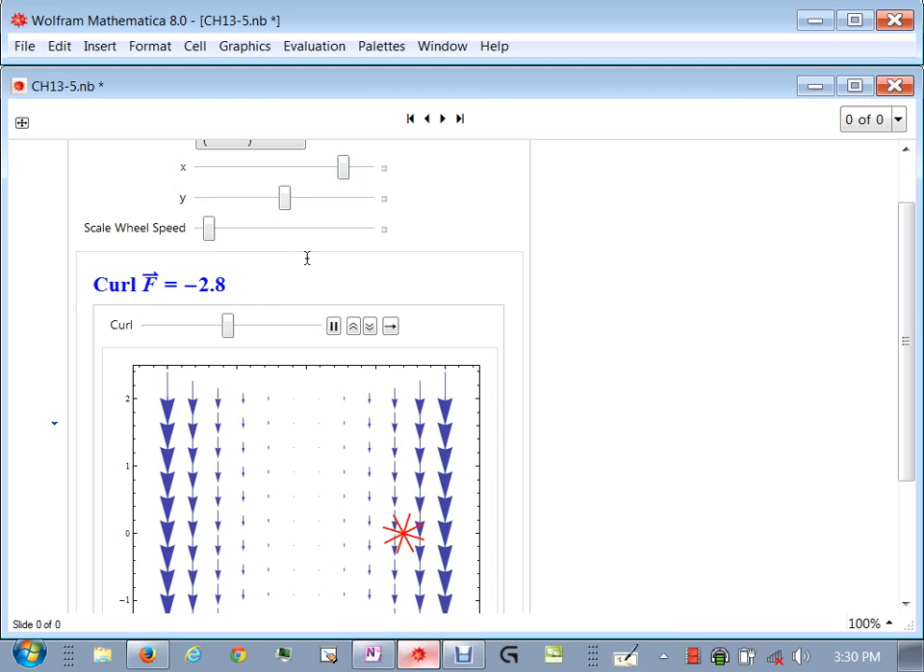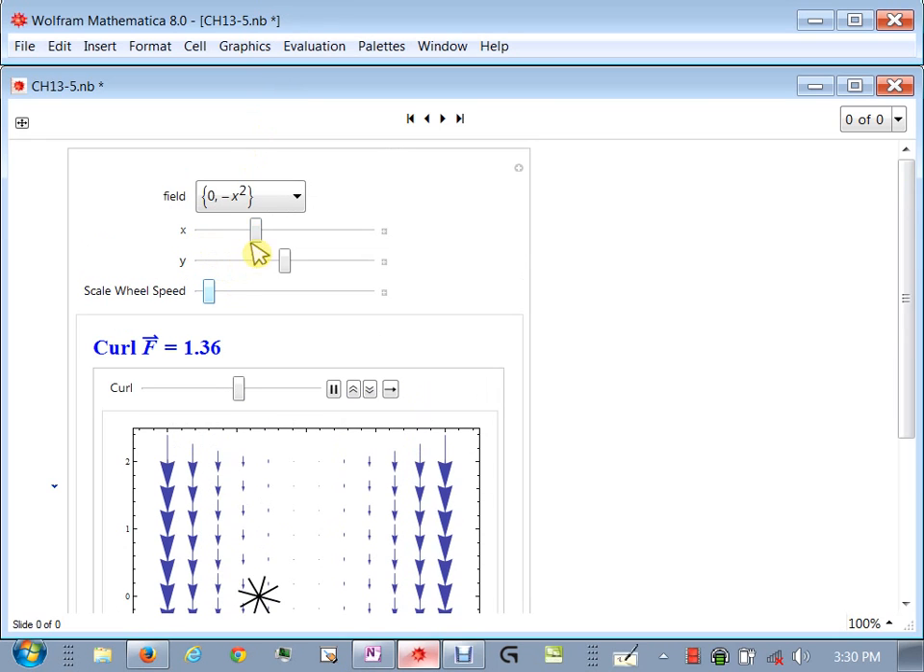Now, I have negative curl because the rotation is clockwise. If it rotates the other way, it would be positive curl. So let me move that over here. That makes sense? You change the vector field. Let me take us back to the origin.